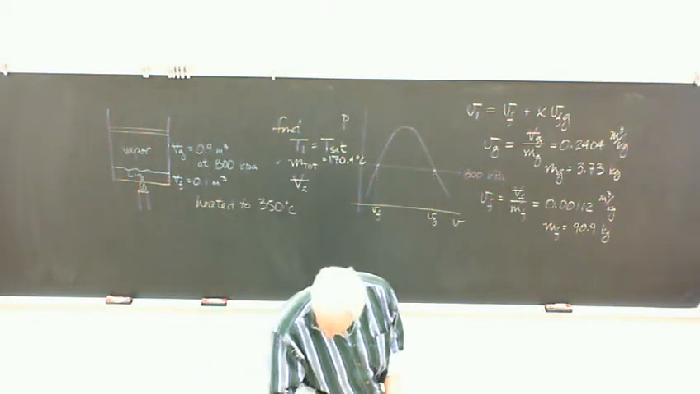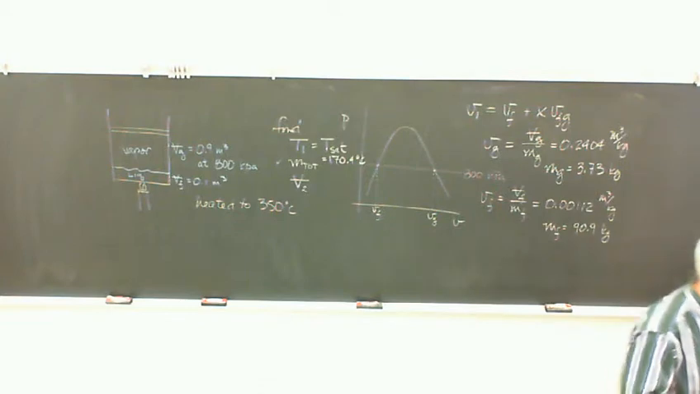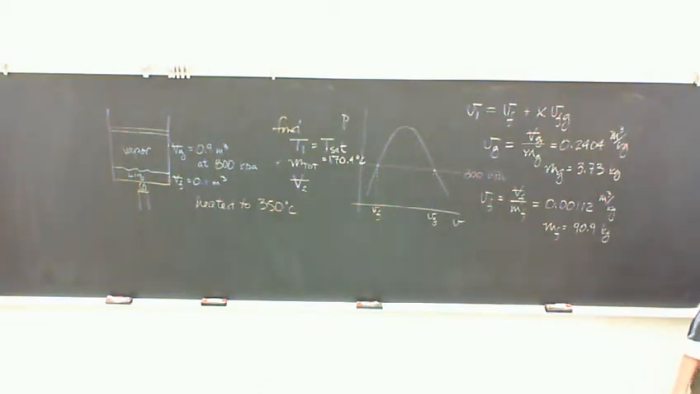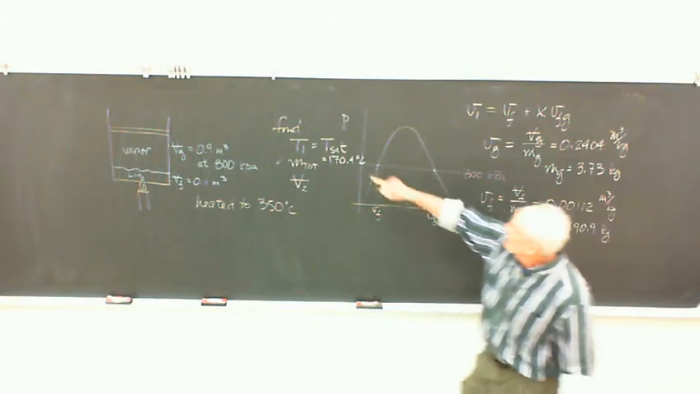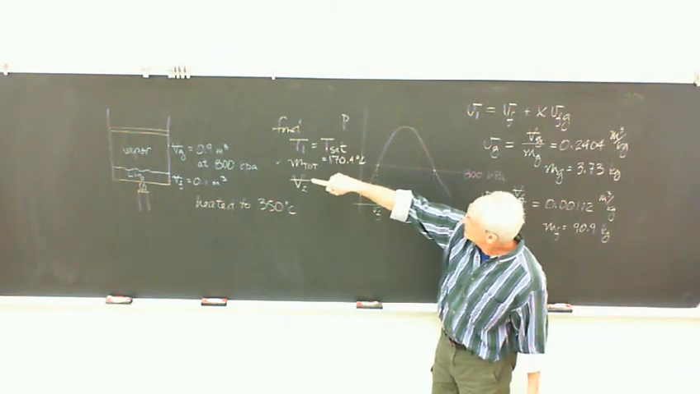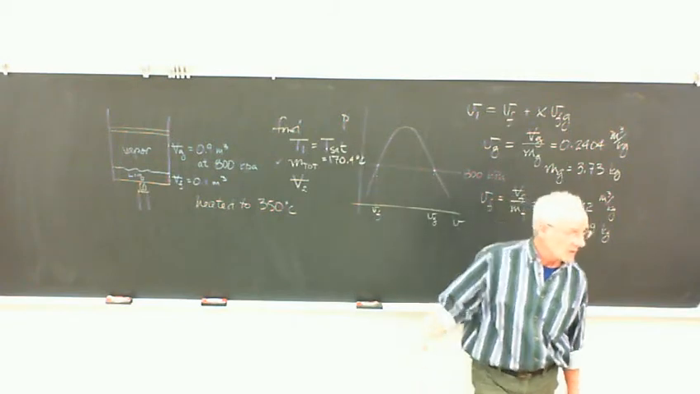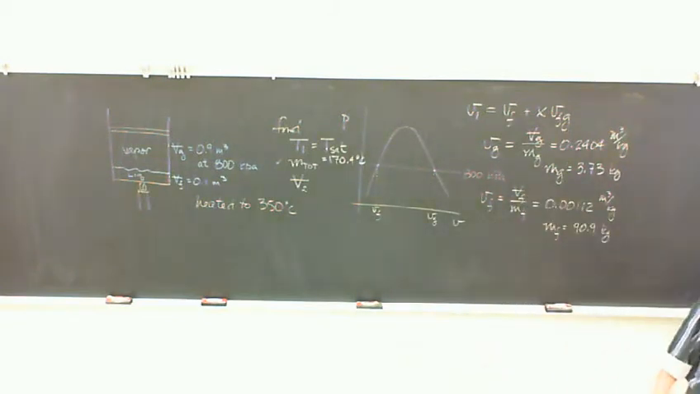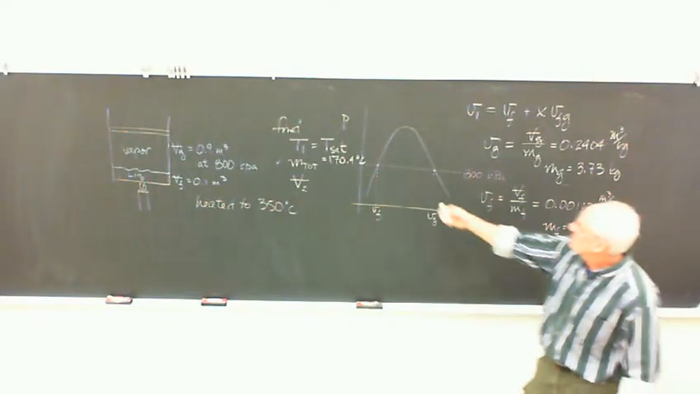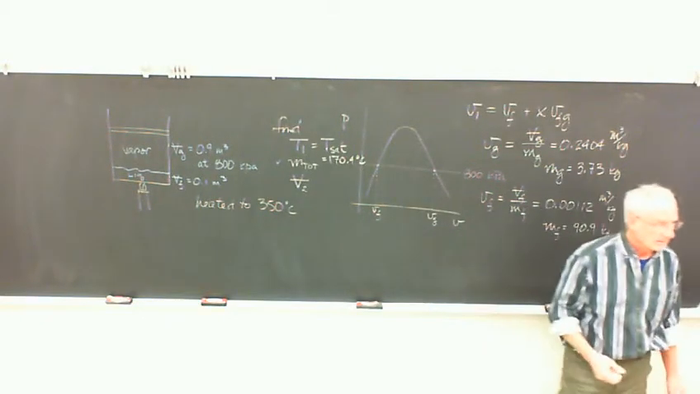So that's easy to look up. We've got that right there. But we still can't fix state point one, because the pressure's given. Now we know the temperature, but they're not independent under the dome. We need another independent intensive property at state point one before we can fix state point one.